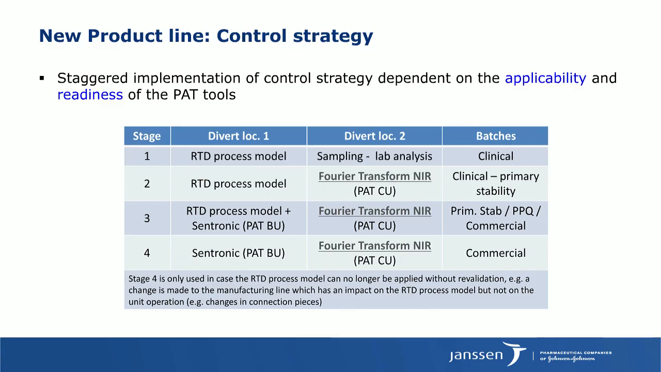And this is the control strategy that we want to use for our validation batches and for our commercial batches. As noticed here, we also have a fourth control strategy stage where we don't use the RTD process model. It can be that when you are in the commercial process there will be slight changes to the process which impact your residence time distribution model, but it does not impact your PAT-BU model. In that case, we still want to continue using stage 4. But in general, what we strive for as a company is to use stage 3 as a control strategy.